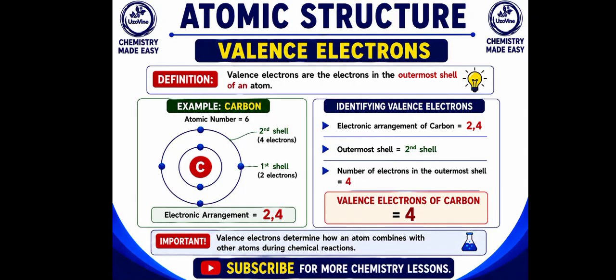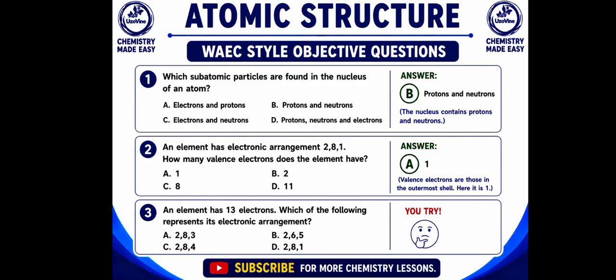Before we go, let's quickly answer the questions we saw earlier. Number 1, which subatomic particles are found in the nucleus of an atom? A. Electrons and protons. B. Protons and neutrons. C. Electrons and neutrons. D. Protons, neutrons, and electrons. And the answer is protons and neutrons. Only protons and neutrons are found in the nucleus of an atom.